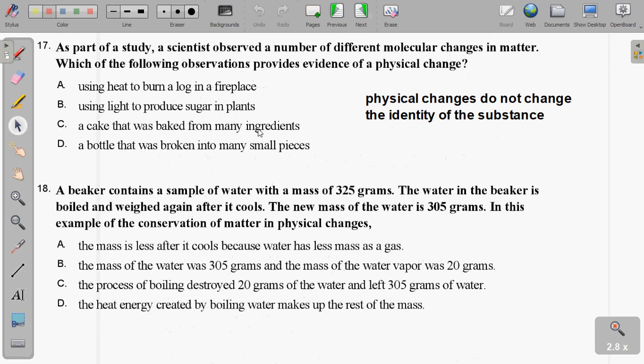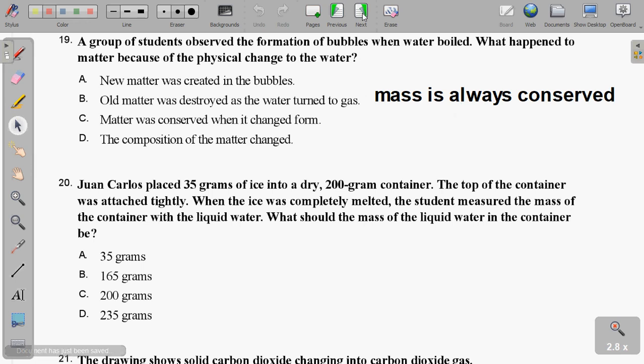All right. Remember, a physical change does not change the identity of the substance. So if you're looking for a physical change, you're looking for something that started out as something and ended up as the same something. So for example, if I have a glass bottle and I break it, it's still glass. So that's a physical change.